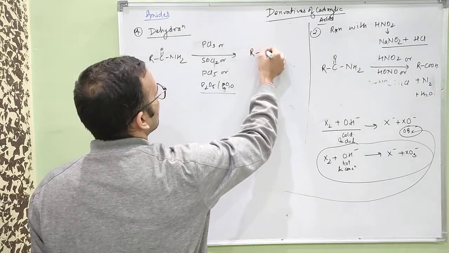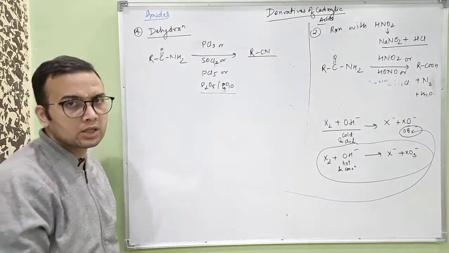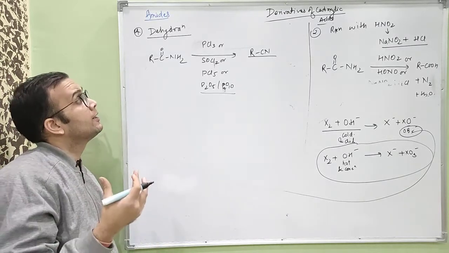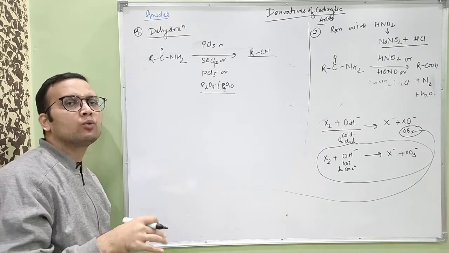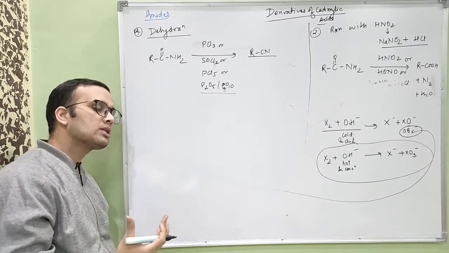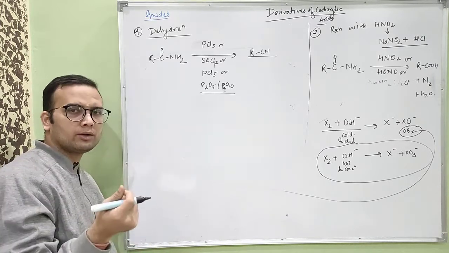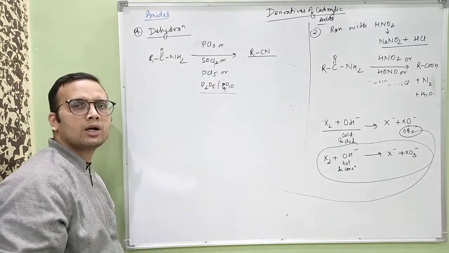We will get cyanides. So on partial hydrolysis of cyanides, we get amides, acid amides. But when we dehydrate it, what will happen? Hydrolysis means addition of water. Dehydration means removal of water. So if we remove water out of it, H2O, we get RCN.